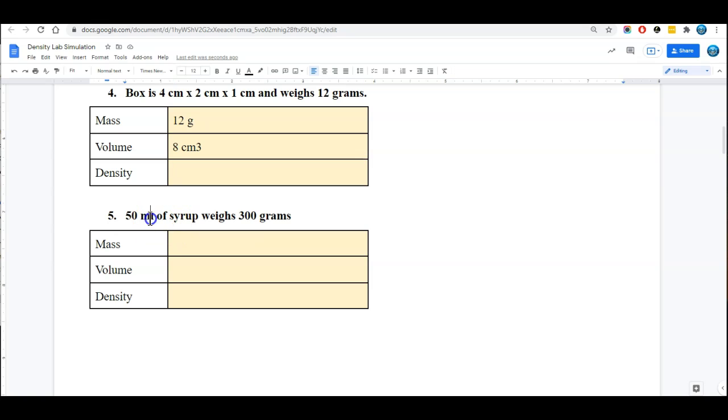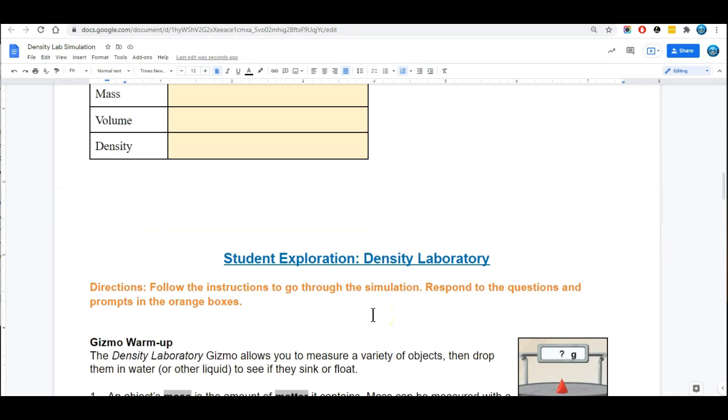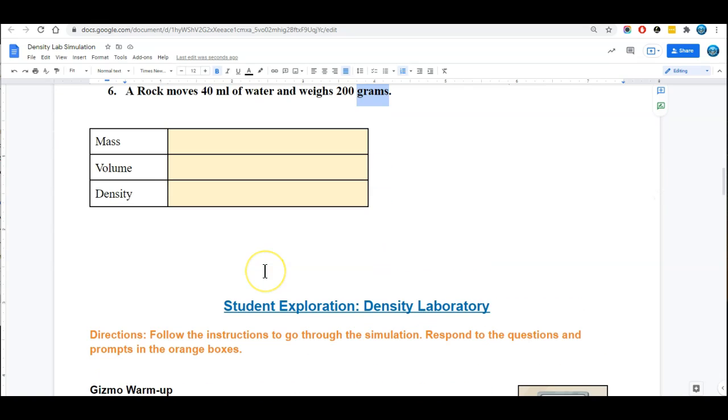Same thing here, you have volume, you have mass, that means you're looking for density. Over here you have volume, you have mass, again you're looking for density. So it just depends on what variables you have. It leads to you finding the third thing.